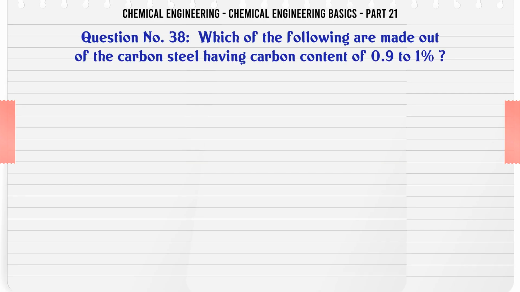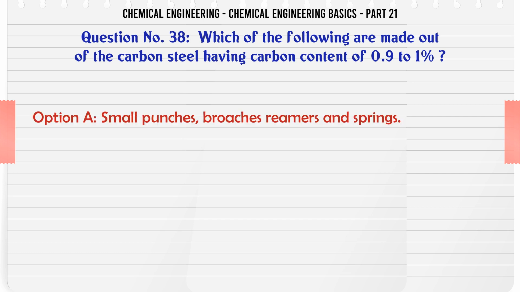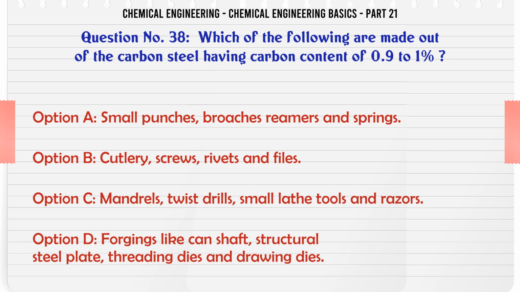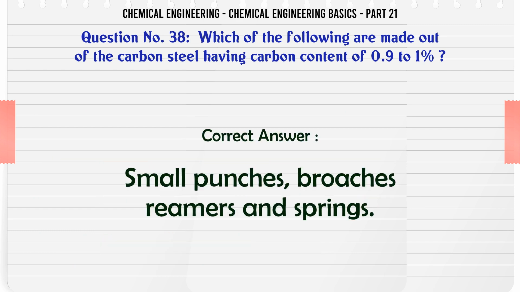Which of the following are made out of the carbon steel having carbon content of 0.9 to 1? A. Small punches, broaches, reamers and springs, B. Cutlery, screws, rivets and files, C. Mandrels, twist drills, small lathe tools and razors, D. Forgings like camshaft, structural steel plate, threading dies and drawing dies. The correct answer is small punches, broaches, reamers and springs.